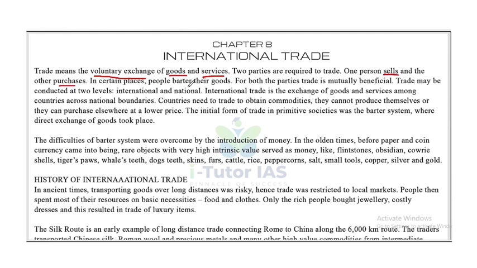In certain places, people barter their goods. So we know the barter system. For both the parties, trade is mutually beneficial. Trade may be conducted at two levels, that is international and national.